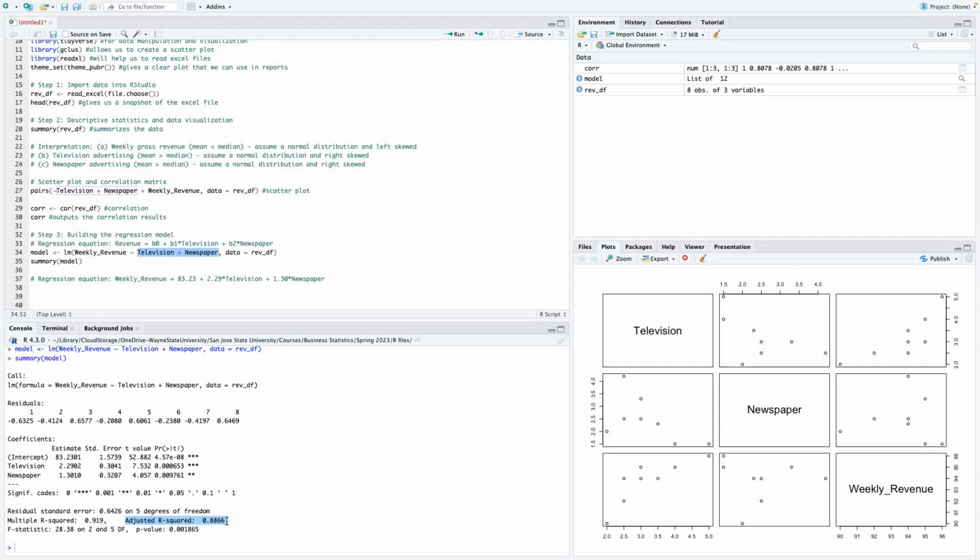So you could see that the adjusted R square is 0.886, so basically 0.89. So that is a very strong R square, right? So we could just say for the model accuracy, the model is really good in predicting the weekly revenue based off the television and newspaper.